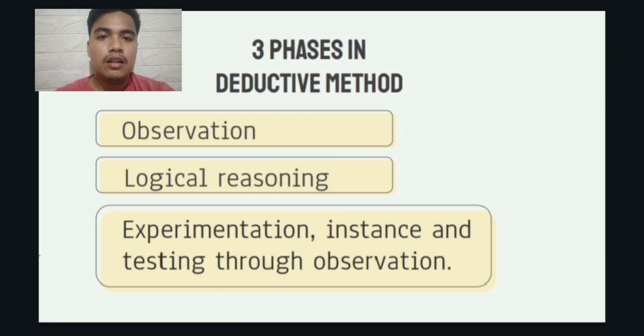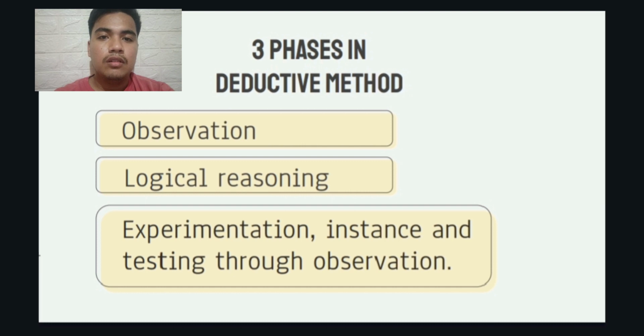Three phases in the deductive method. First, observation. This is where you carefully watch and gather information about something. It's like taking notes on what you see happening. Second, logical reasoning. After observing, you use your brain to think logically about what you've seen. You try to make sense of it by connecting the dots and figuring out why things happen the way they do.